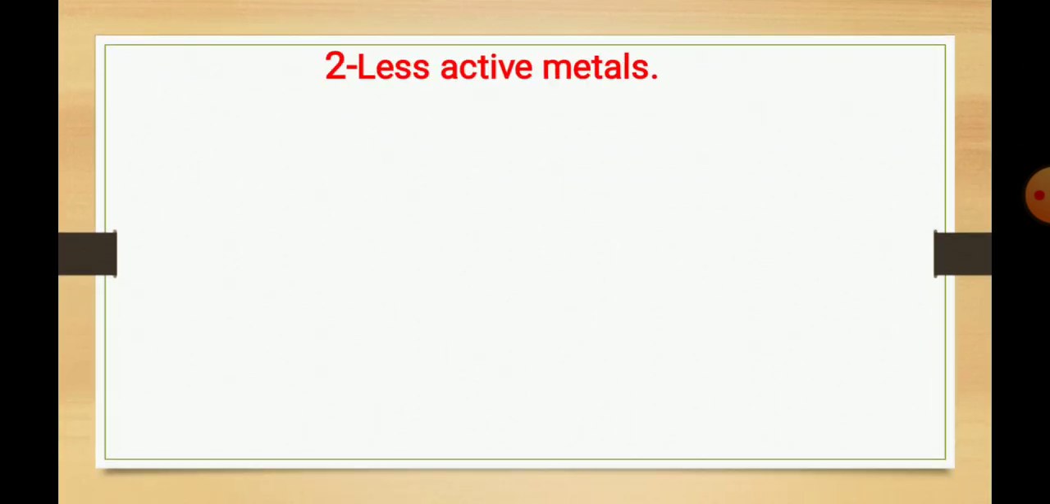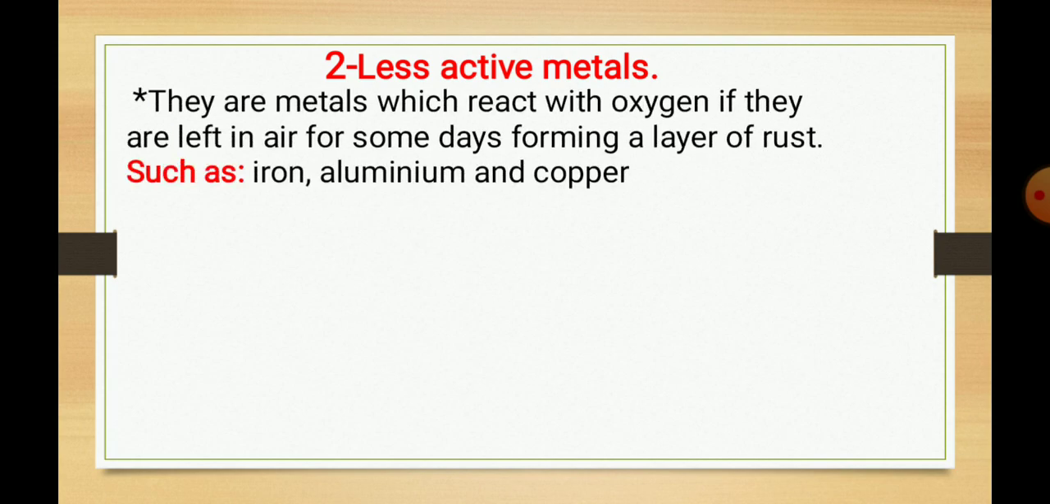Number two, less active metal. We will start with its definition as usual. They are metals which react with oxygen if they are left in air for some days, forming a layer of rust. Examples: iron, aluminum, and copper.